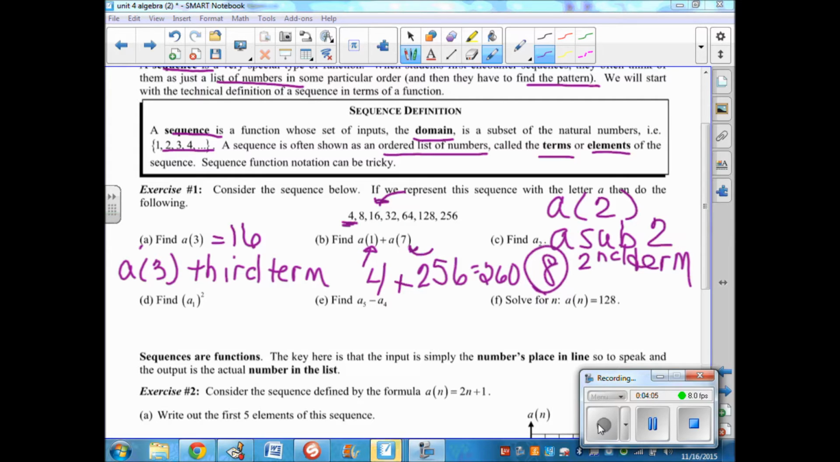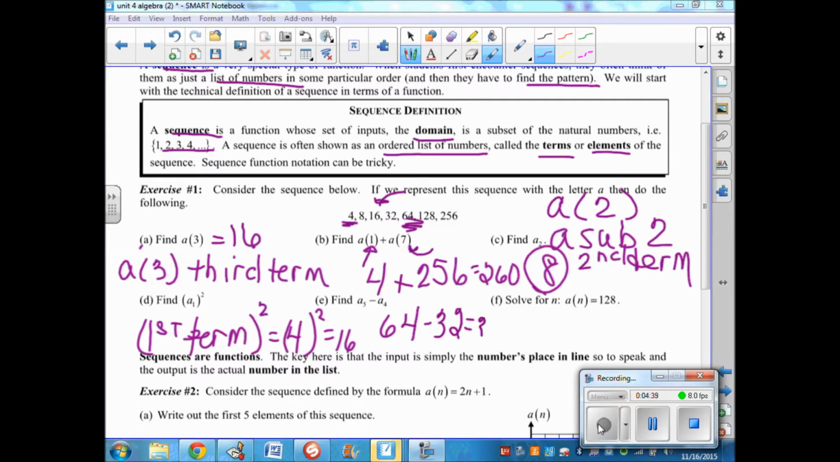If I look down to letter D, it's saying A sub 1, meaning the first term, and they want us to square it. So the first term is 4, and I can square it and get 16. Find A sub 5 minus A sub 4. So the fifth term is 64 in our list, minus the fourth term, which is 32, and 64 minus 32 is 32. So you can evaluate these values.